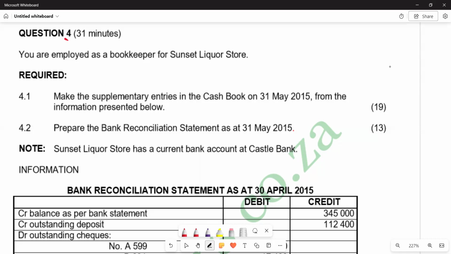And the question reads, you are employed as a bookkeeper of Sunset Liquor Store. So on the required part, we are going to look at 4.2, which reads, prepare the bank reconciliation statement as at 31 May 2015. So we've got a note which reads, Sunset Liquor Store has a current bank account at Castle Bank. So this is the bank whose bank statement we are going to analyze.